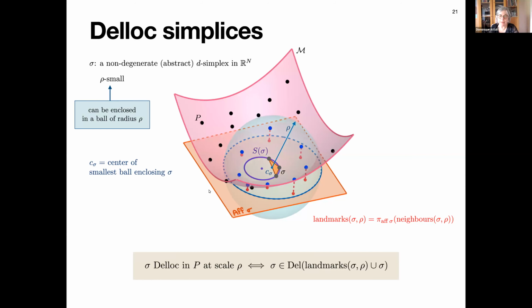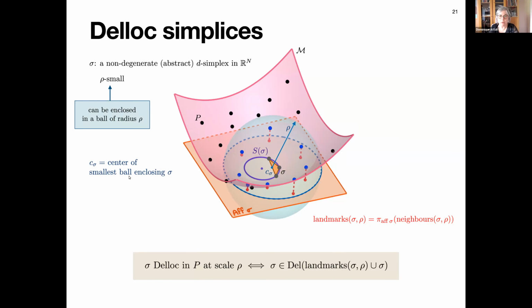Also, really, the idea is that if the set of points P sample the manifold sufficiently densely, then to decide if we have to keep sigma in the reconstruction, that is, if it's a Delloc simplex, it should make no difference to replace the manifold by the affine space spanned by sigma, and it should also make no difference if we replace P by the landmarks of sigma. So that's the idea.